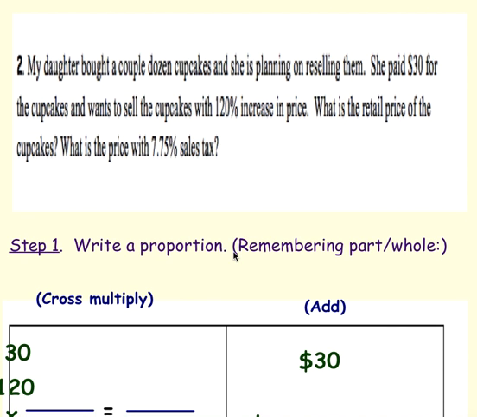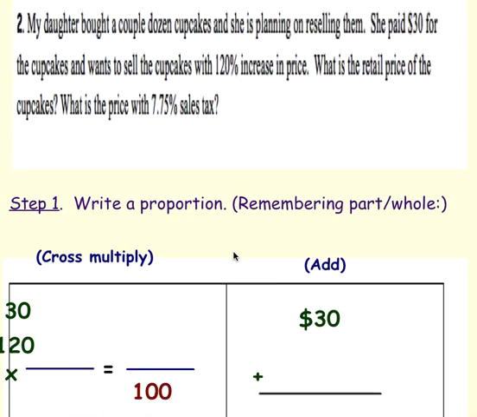So she was able to find a deal of a couple dozen cupcakes for $30. She wants to make some profit here because she figures she's going to touch it up a little bit. She wants to have a 120% increase. So she wants to know, what is she selling them for, and what is she going to sell all of them for with the sales tax.